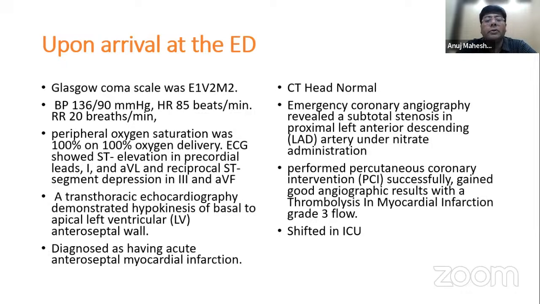ECG showed ST elevation in precordial leads, lead 1 and aVL, and reciprocal ST segment depression in lead 3 and lead aVF. A transthoracic echocardiography demonstrated hypokinesis of the basal and apical left ventricular anteroseptal wall. Finally, he was diagnosed as having acute anteroseptal MI. CT head was normal. Emergency coronary angiography revealed a subtotal stenosis in the proximal left anterior descending artery under nitrate administration, and PCI was performed successfully with good angiographic results and a thrombolysis in MI grade 3 flow. He was finally shifted to the ICU.